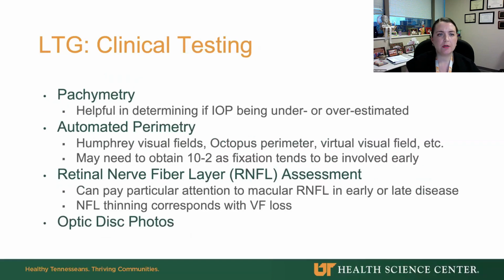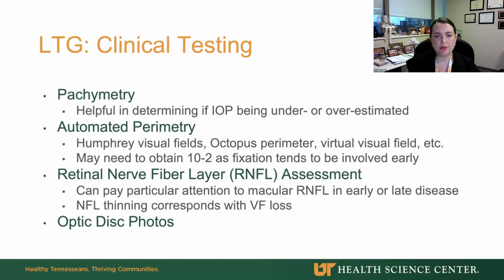So what are some clinical tests that we can obtain in clinic that may help our workup of these patients? I obtain pachymetry readings in all of my glaucoma patients, so I know approximately how accurate our pressure readings are. It's helpful to obtain, of course, automated perimetry. In our practice here, we get Humphrey visual fields. You can also get an Octopus perimeter, virtual visual fields, etc.